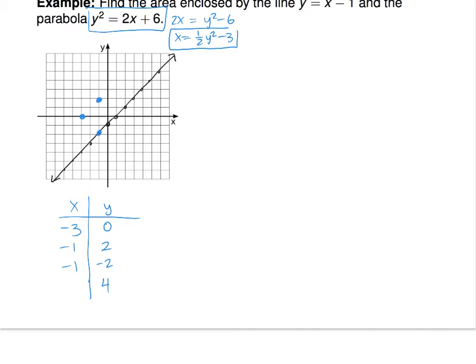If you pick 4, 4 squared is 16. Half of 16 is 8. 8 minus 3 is 5. So over 5, up 1, 2, 3. Oh, look at that. Alrighty.